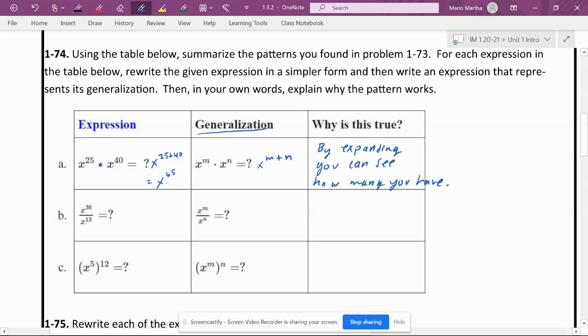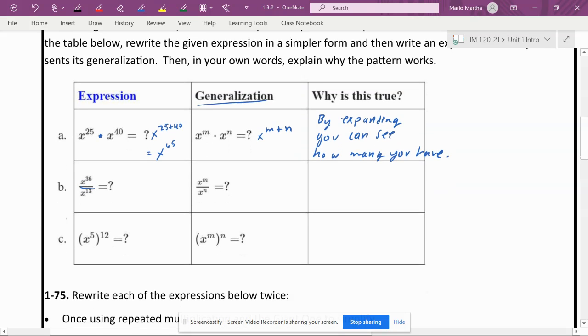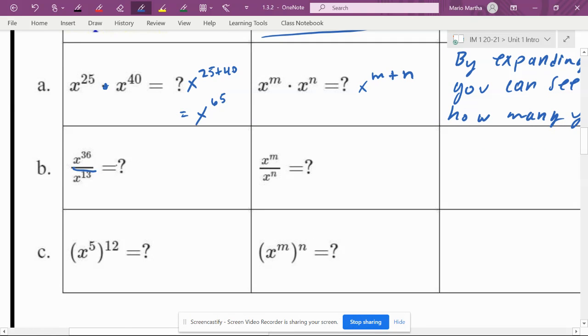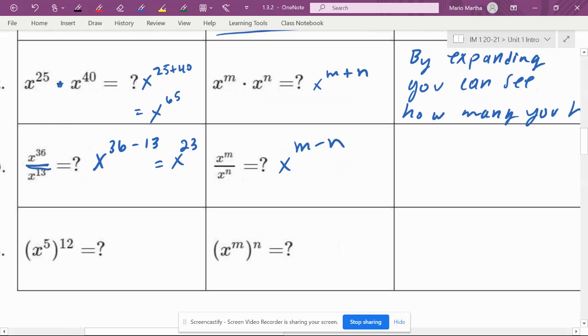All right. So if we're dividing, so we have x to the 36 over x to the 13. So now here, what you do with the exponents, again, if you picked it up, when you're dividing, you subtract the exponents, so x to the 36 minus 13, and that equals x to the 23. So again, if you want to generalize that statement, you would say x to the m minus n. All right, in this explanation, again, I'll leave it to you guys. Give me what you think right here. This is going to be an open-ended question.